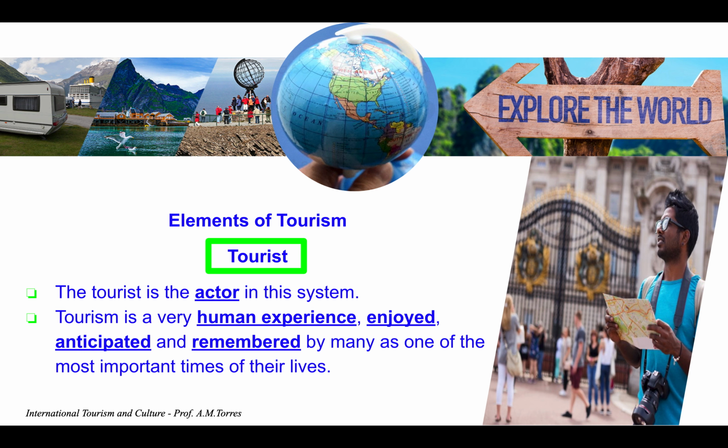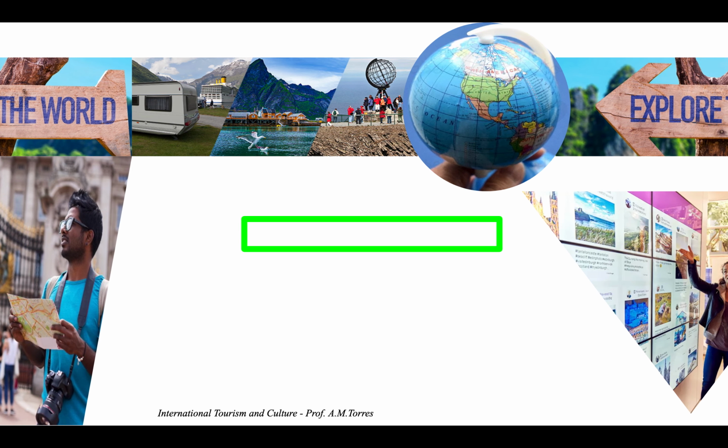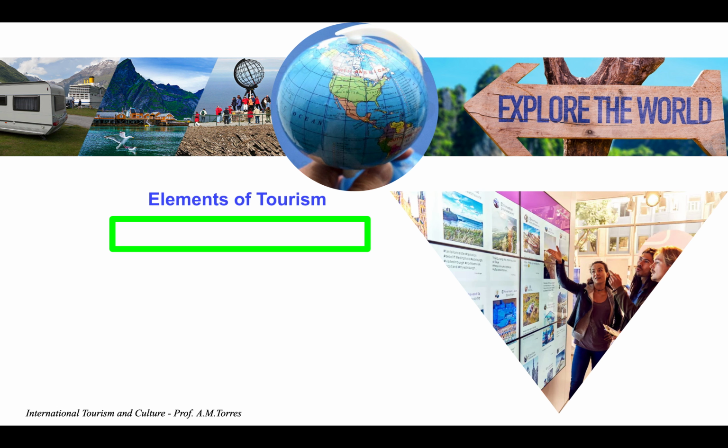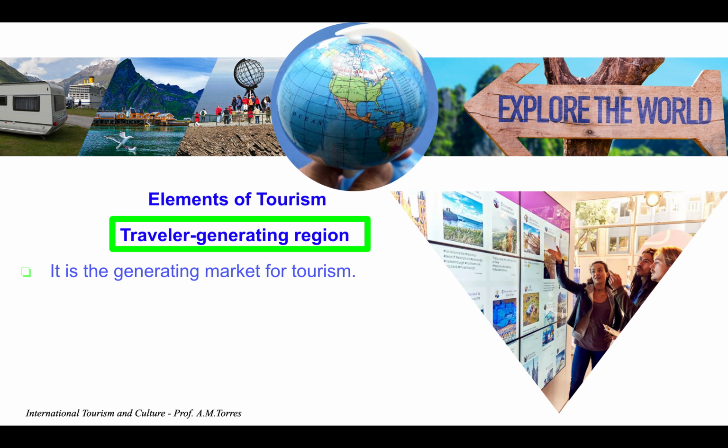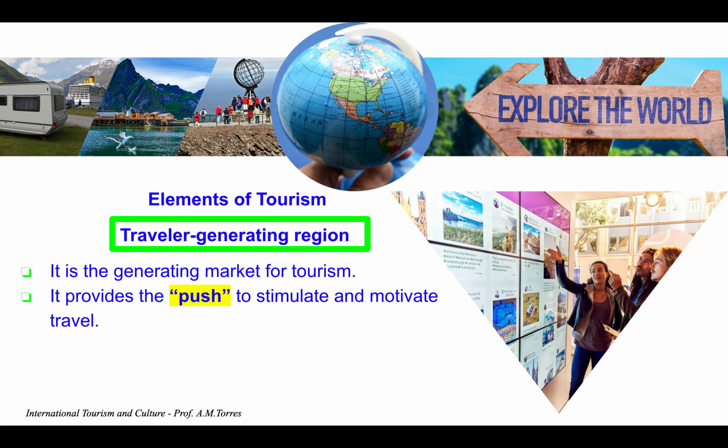Okay? Moving on to the next element. What's that? The travel generating region. So I did mention that already when I talked about geographical elements. It is the generating market for tourism. When we say generating market, this is where the tourist is coming from. Okay? It provides the push to stimulate and motivate travel.